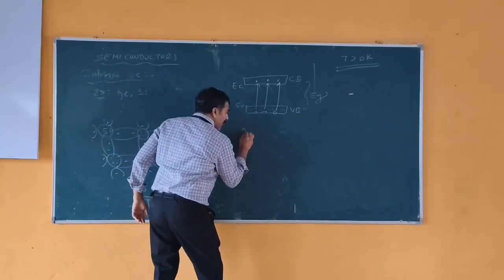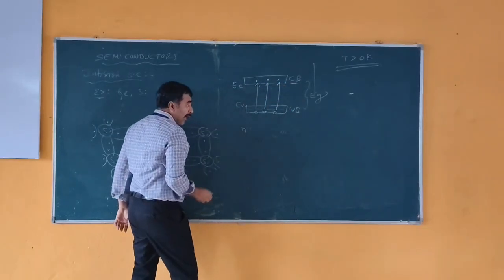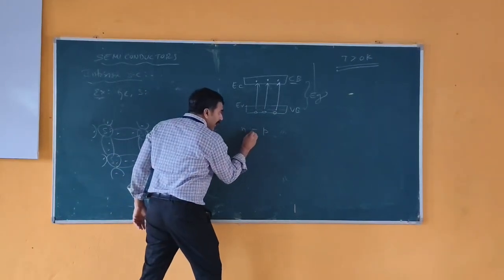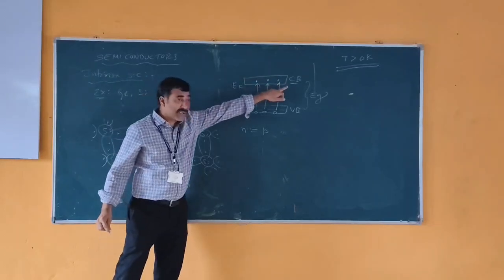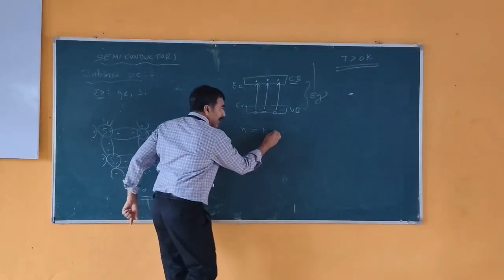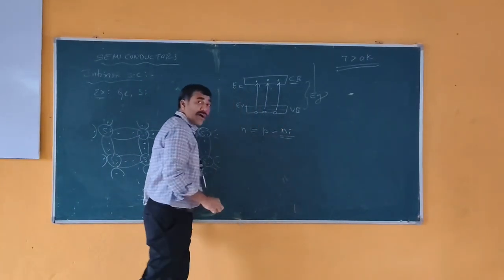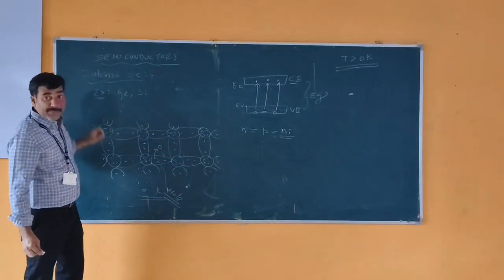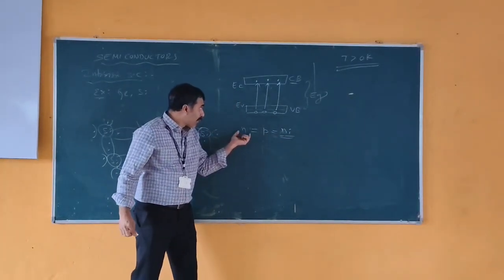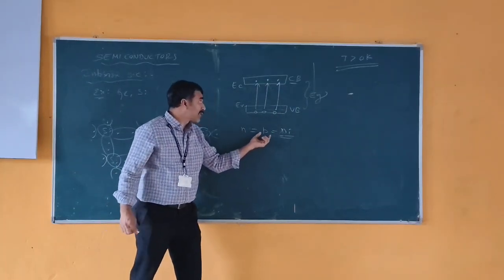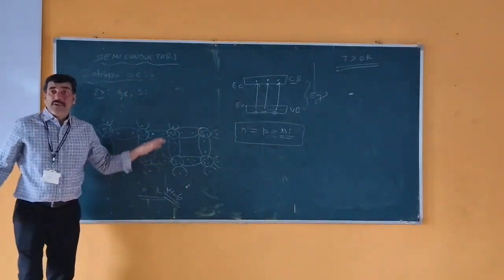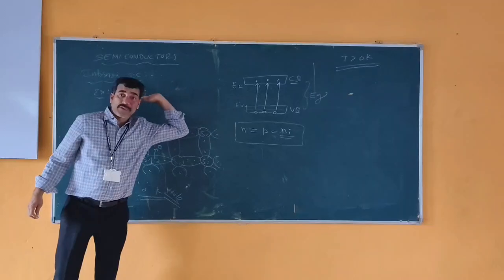Let n be the number of electrons which moved into the conduction band, and let p be the number of holes generated in the valence band. Both will be equal, and only in the case of an intrinsic semiconductor. So in an intrinsic semiconductor, the number of electrons in the conduction band and the number of holes in the valence band are equal. This is a brief explanation of the intrinsic semiconductor at 0 Kelvin and above 0 Kelvin.